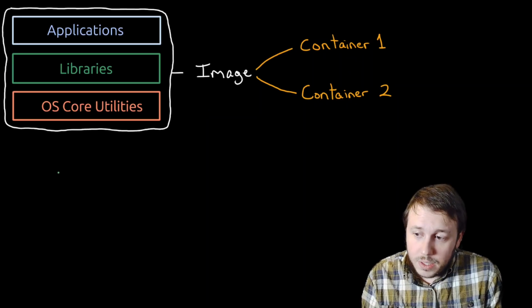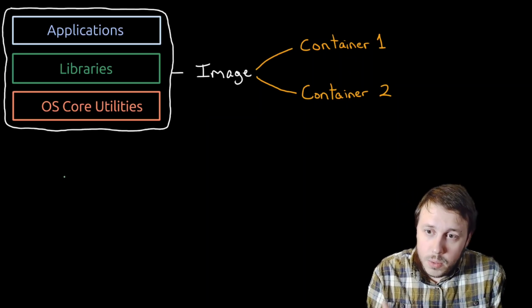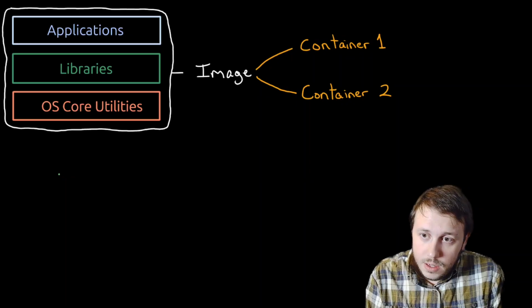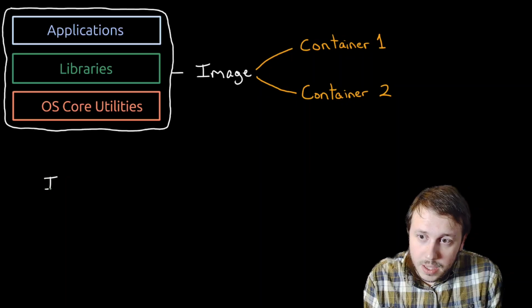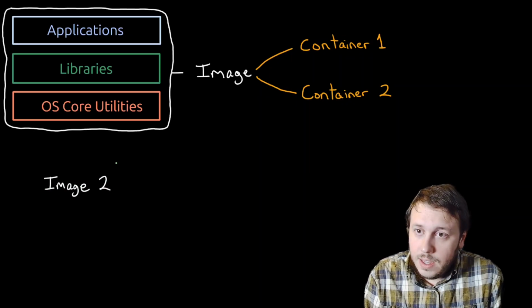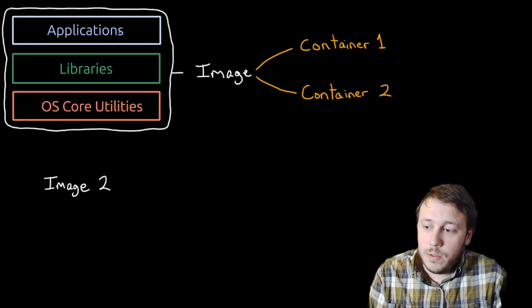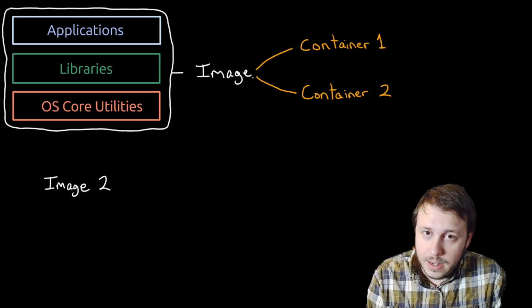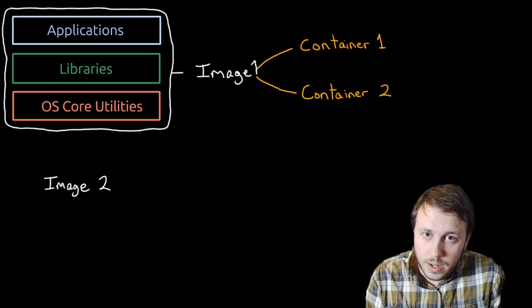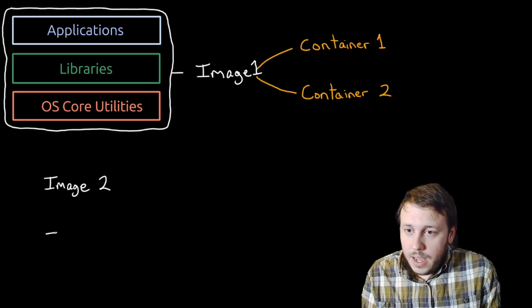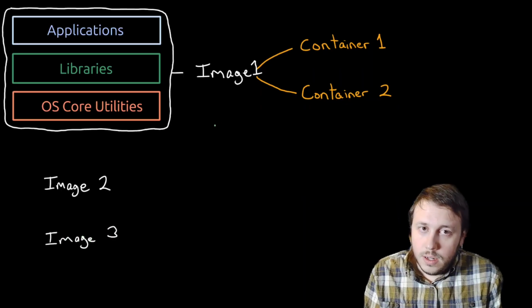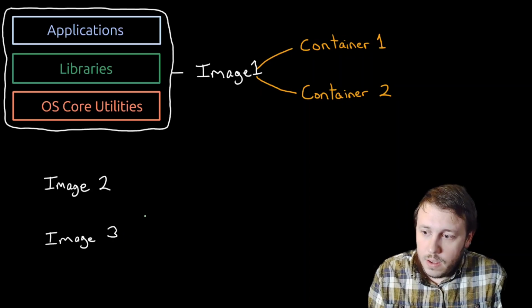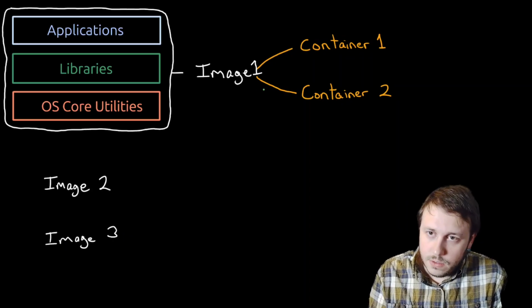Now, where this starts to get really powerful is the fact that you can have multiple different images. So we could have this image, but then we could also have some image that we call image 2. And this image might package a different application than the one that we had in our first image. Let's call that image 1. And then you could have as many other images as you like. You could launch containers of any or all of these simultaneously.